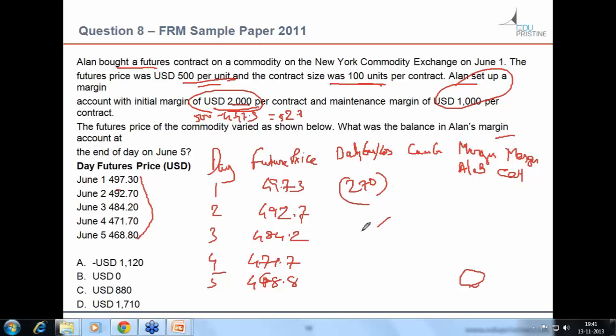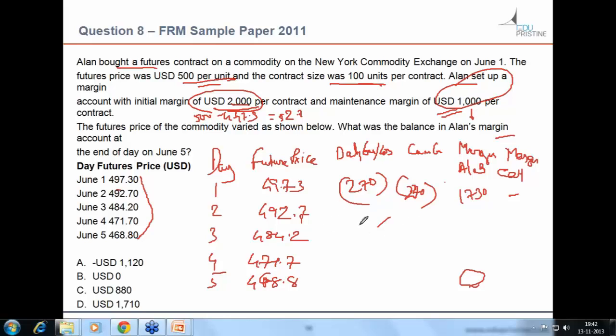Okay, the next day, I'll just fill this. The cumulative balance is 270 for the first day. The margin account balance, it was 2000. It is now being reduced by 270, okay, 1730. Does he get some margin call? No, because the maintenance margin is 1000. He gets a margin call only when the margin account balance reduces below 1000.